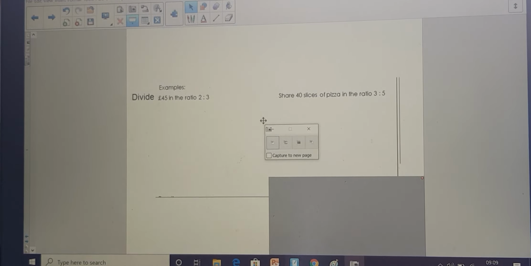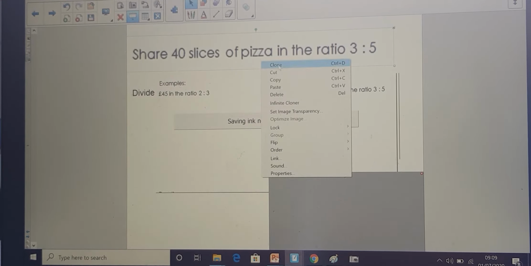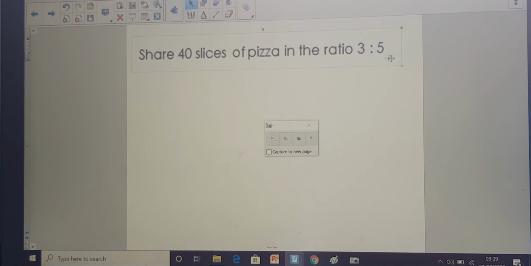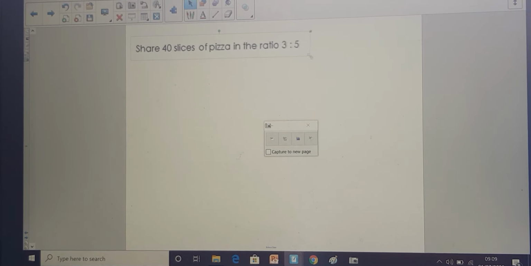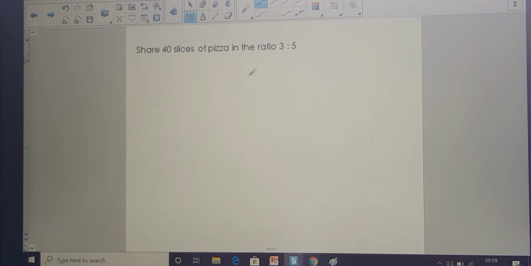So this time I'm asked to share some pizza. This could be a problem for you guys, sharing some pizza. So share 40 slices of pizza in the ratio 3 to 5. So the first thing I'll do, in fact, I'll write it underneath. I should have done that before. 3 to 5.